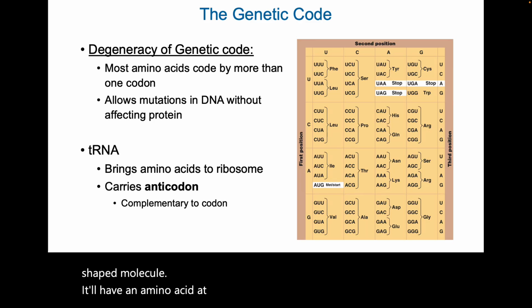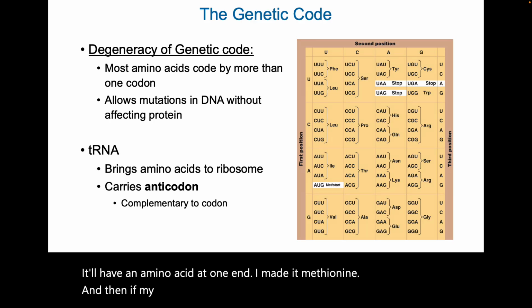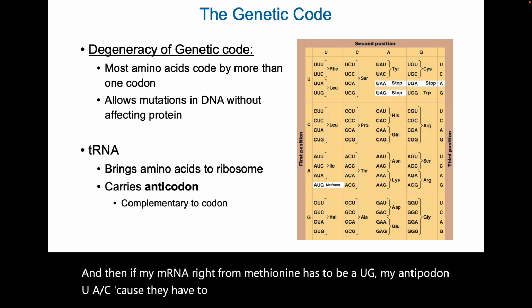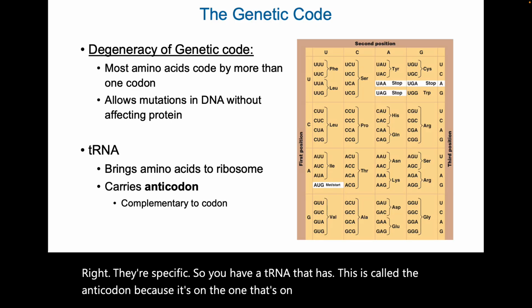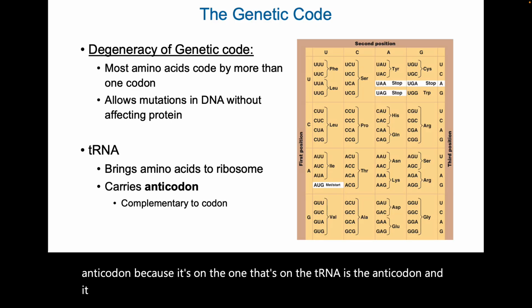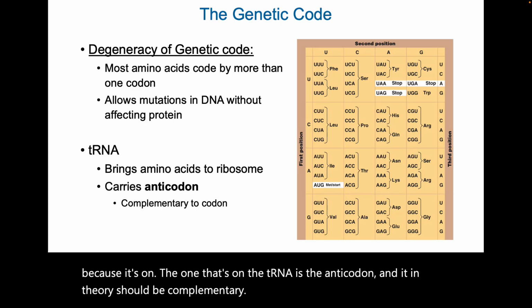I made it methionine. And then if my mRNA, right, for methionine has to be AUG, my anticodon UAC, because they have to be complementary. Right. They're specific. So you have a tRNA that has, this is called the anticodon, because it's on the one that's on the tRNA is the anticodon. And it, in theory, should be complementary to the codon.